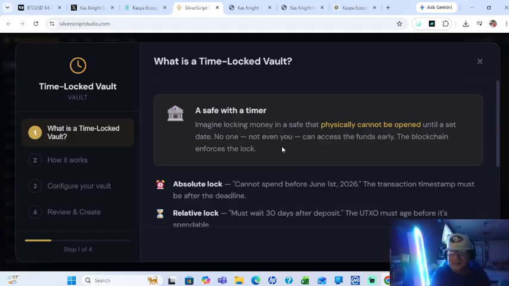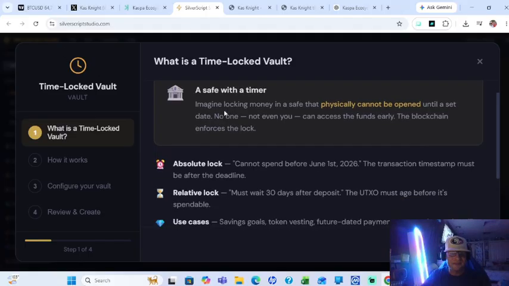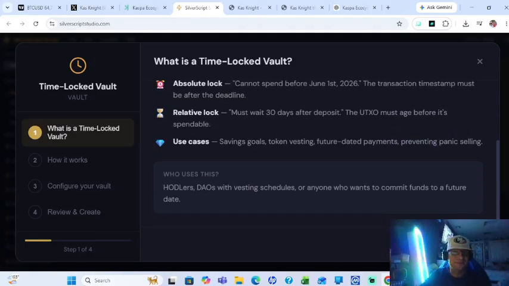So Kaspa is changing the world with this stuff, right? You can make money that even you can't spend until the rules say that you can. You can put rules on yourself, you can put rules on other people. It can literally refuse to let the coins move early. Before, you had to trust yourself, you had to trust a bank lockup, you had to trust a custodian. Now you don't have to do none of that. Now you can do it right here with SilverScript Studio, dude.